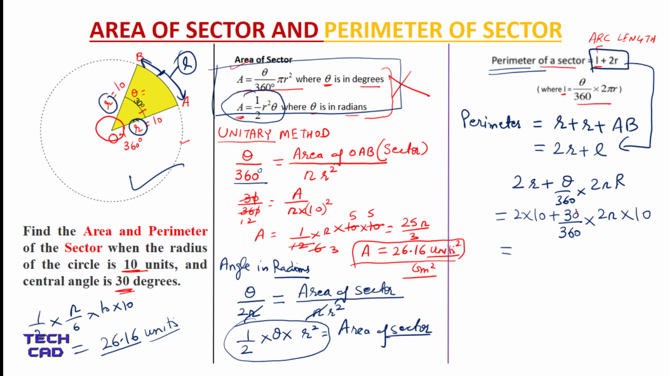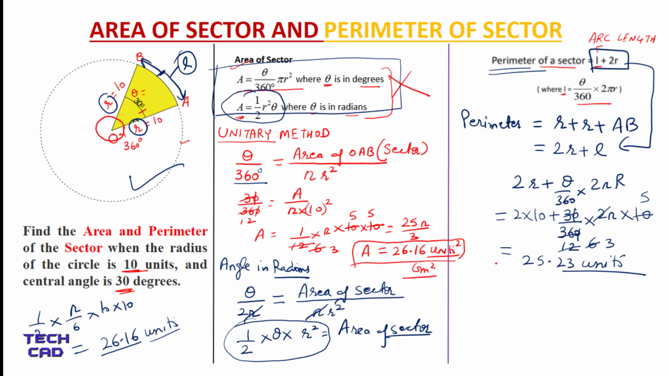So let's calculate it. So cross. 3 ones are 12. Now again we have 2 sixes are 12, and again 2 threes are 6, 2 fives are 10. When we have calculated it, we got the answer as 25.23 units. Now this is the value when you have theta in degrees.